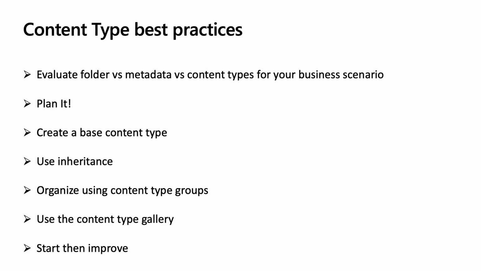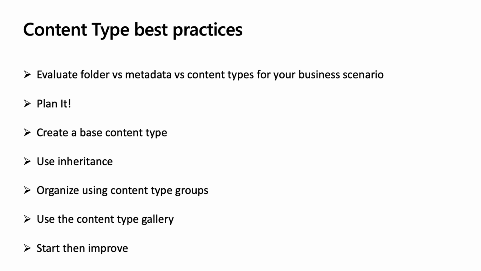Let me remind you about a few best practices before you get started. First, evaluate if you need a content type. Would a folder or a metadata structure be enough, or would content types be the best option for your scenario? Remember, keeping things simple is keeping things efficient in document management. Next, plan your content types. The upfront planning with the checklist I shared with you will definitely be worth it.